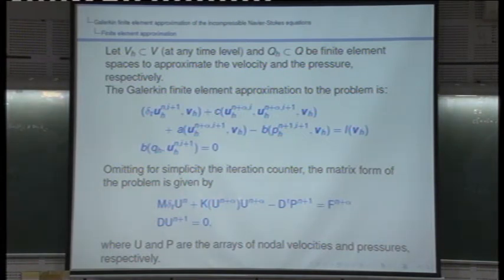The matrix structure is the same as for the Galerkin method for the Stokes problem, with 2 remarks. First, in the term that multiplies the velocity, we have a contribution from the convective term, and therefore that matrix will depend on the velocity unknowns as well. So we have a nonlinearity here, because of the convective term. And second, we have a contribution from the time derivative, of course.